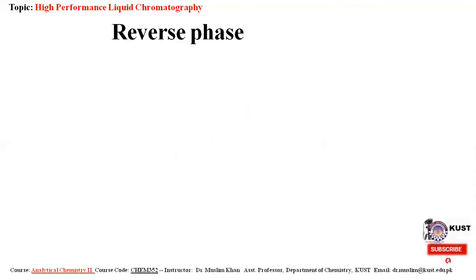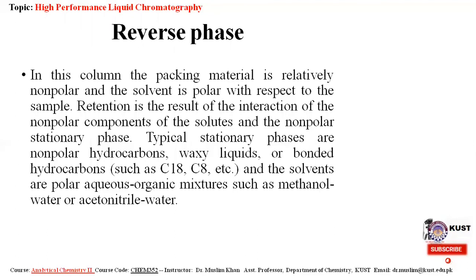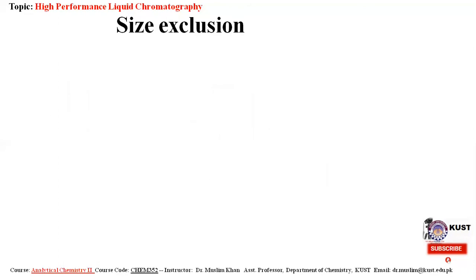phase chromatography, like the next one. So in this column, the packing material is relatively low polar or non-polar, and the solvent is more polar with respect to the sample. So retention is the result of interaction of the non-polar component of the solute and the non-polar stationary phase. Typical stationary phases are non-polar hydrocarbons, waxy liquids, or bonded hydrocarbons such as C18, C8, and the solvents are polar aqueous organic mixtures such as methanol-water or acetonitrile-water. Some buffers are used too. Next, size exclusion.